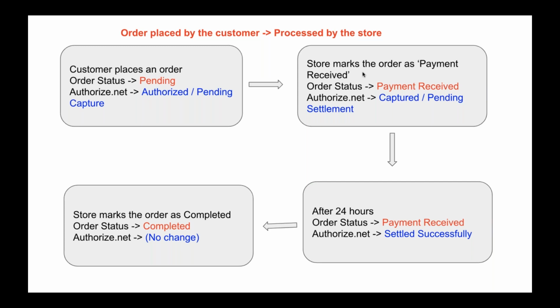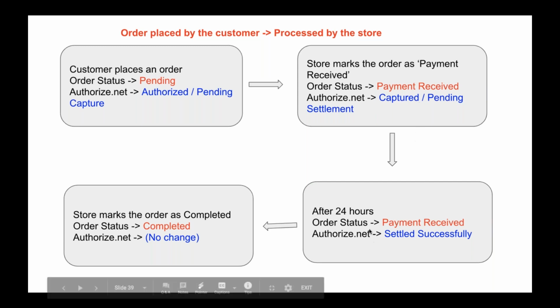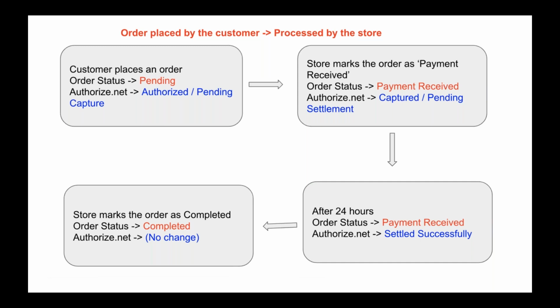Then the store marks the order as payment received. The order status becomes payment received. And on authorized.net, you will see it as captured pending settlement. And overnight, this will settle. So the next day, the order status is still payment received, but on authorized.net, it will say settled successfully. When it is settled successfully, that is when the money is getting to your bank account.